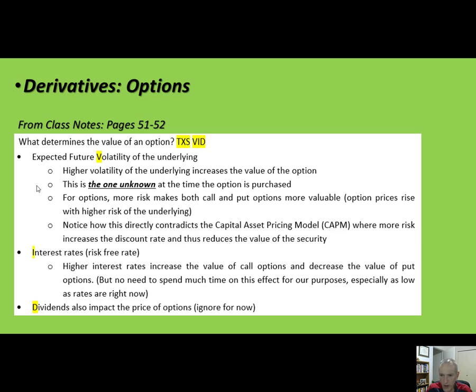Now this directly contradicts the capital asset pricing model. Remember the capital asset pricing model, more risk gives you a higher discount rate. You're doing this in papers 3 and 4. A higher risk, a higher beta gives you a higher discount rate, which is going to reduce the value of the stock. But with options, more risk, more volatility actually increases the value of the security. So options are a very unique part of finance. They give you a lot of insights, not just on options, but other parts of finance are much more understandable.